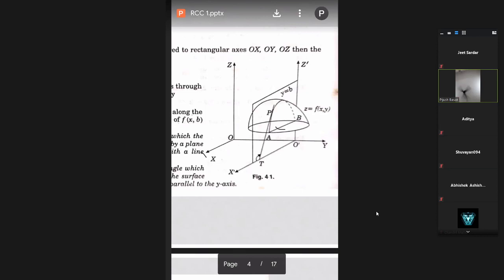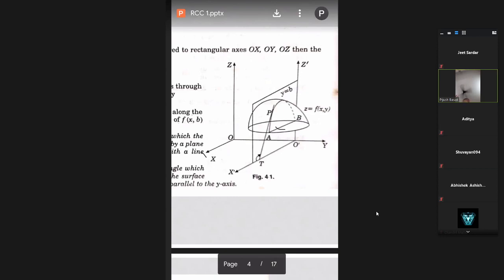If I want del z del y, then a plane x is equal to a will be used in the same way, and the semicircular curve will give you del z del y. This point should be clear. Yes, any question? I am not removing this because there may be some question.